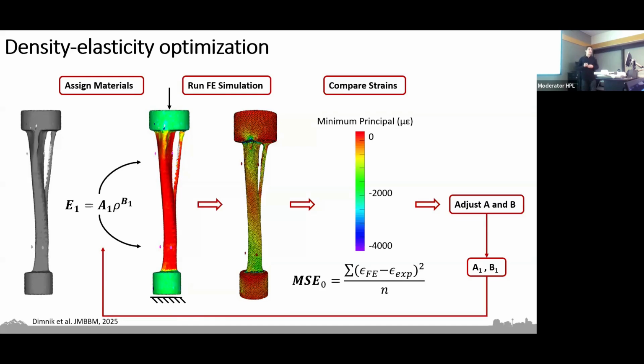It's an optimization process. Effectively, what we're doing is finding the values of A and B such that this mean squared error between the FE predicted and experimentally measured bone strains is eventually minimized, and then we're left with the density elasticity relationship that works best.